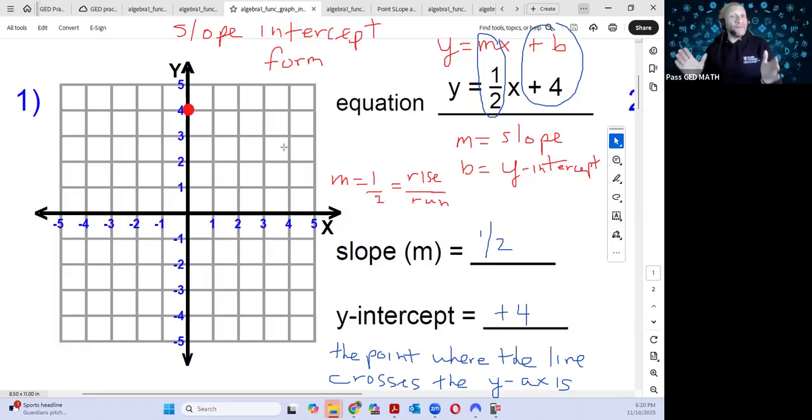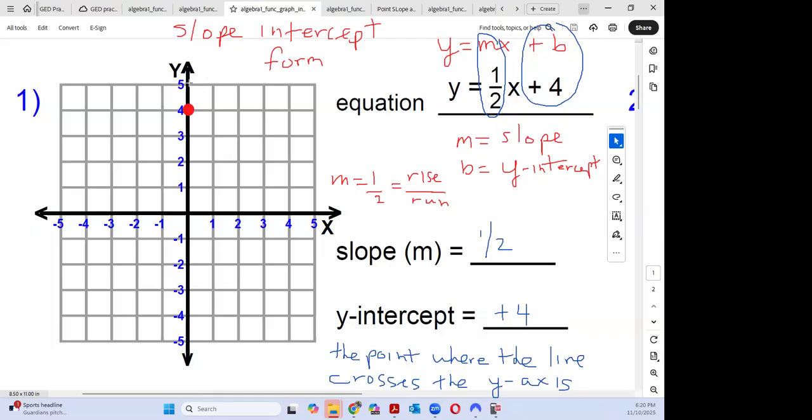Not hard, not difficult. But when you're doing these problems, you have to say the words. You have to say m equal 1/2. To get to my second point, I have to use my slope, which is rise over run. So I know my numerator is my rise. That means from one of the points, I go up 1. Is that my second point? No, I have to also use the run.